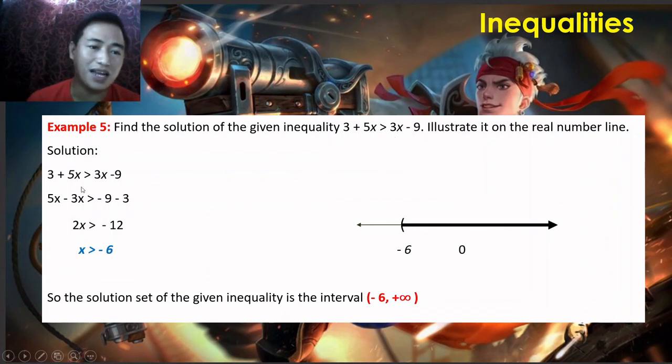Let's solve it, class. We transfer negative 3x to the left side, and transfer 3 to the right side, which becomes minus 3. This becomes 5x minus 3x is 2x, and negative 9 minus 3 is negative 12. Since 2 is positive, the sign does not change. So we divide by 2 on both sides: x is greater than negative 6.